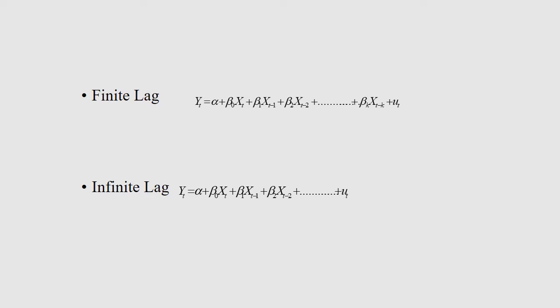Now come to the second case. The equation is looking almost similar. Yt equal to alpha plus beta naught xt plus beta 1 xt minus 1 plus beta 2 xt minus 2 plus dot dot dot, but the last point is not given here. That means it is an infinite series. So this kind of lag model is known as infinite lag.